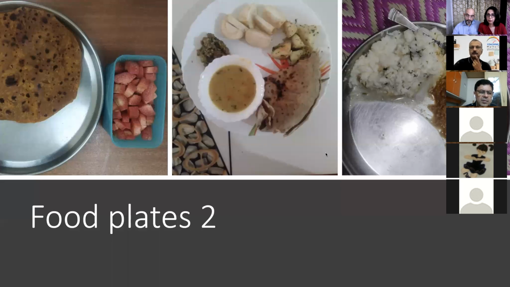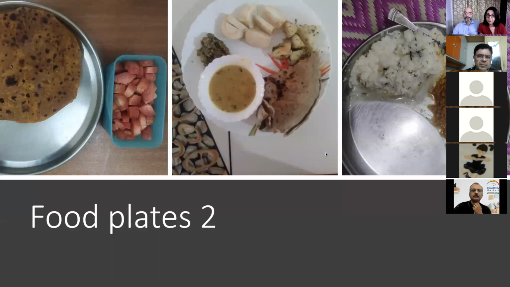You can add some ghee, white butter, or anything. You can add cheese or paneer. So उसमें से good fats भी मिल जाएगा and protein भी मिल जाएगा. Let's see the one in the middle, center wala plate.